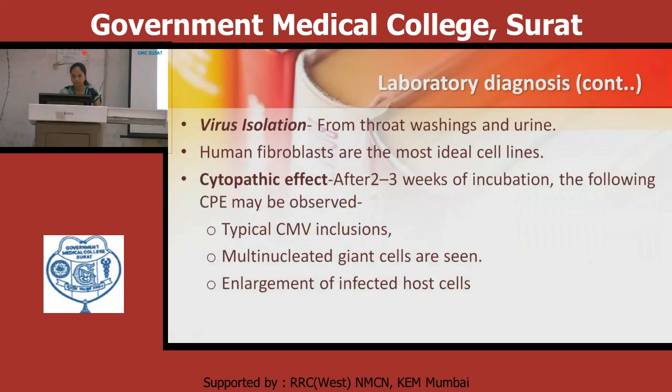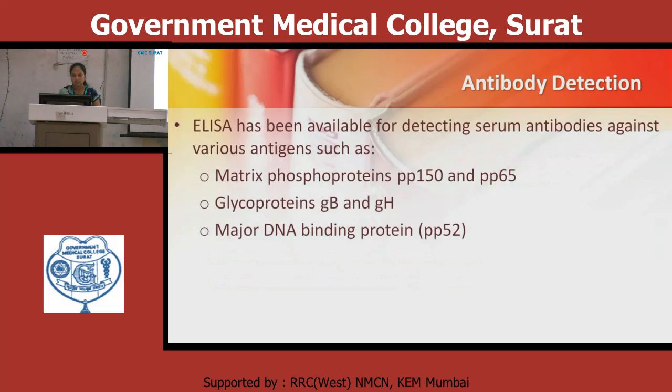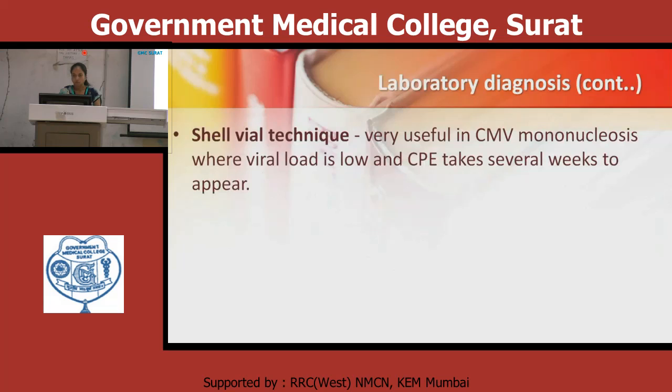Virus isolation is done from throat washing and urine. Human fibroblasts are the most ideal cell line. Cytopathic effect appears after 2 to 3 weeks of incubation. The following CPE may be observed: typical CMV inclusions, multinucleated giant cells, and enlargement of infected host cells. Shell vial technique is very useful in CMV mononucleosis, where viral load is low and CPE takes several weeks to appear.